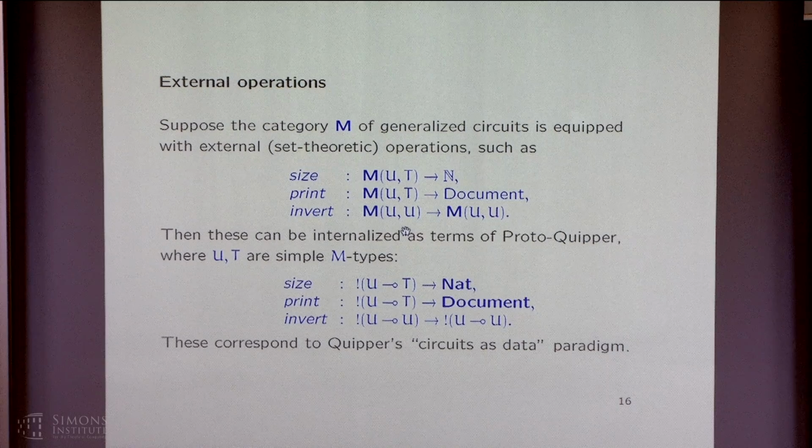You can also have some external operations. Like you saw in my Quipper example, at the end I printed the circuit, for example, and I viewed it in Acrobat Reader. So if you have a function print, which takes you from a Hom set to a set of documents, then that's external to the category M, but it would internally turn into a morphism in my model. So even the print function lives in the model, okay?